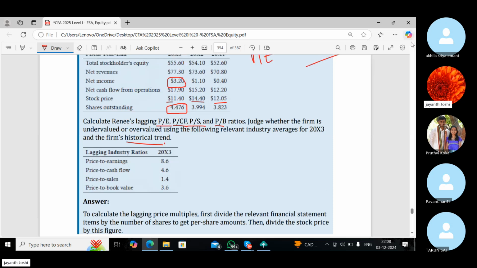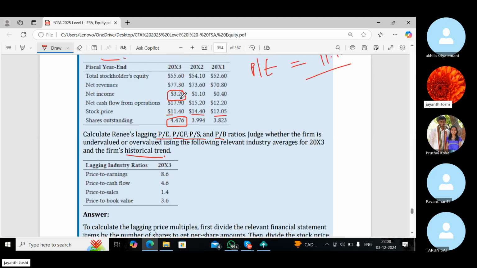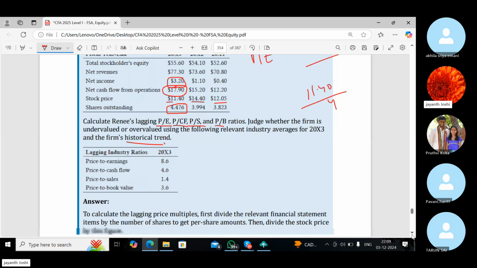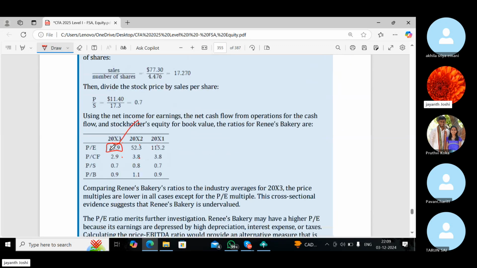Price to cash flow. So all is per share, right? Cash flow from operations is given 17.90 divided by the outstanding shares, 4.476. That is 3.9994 it seems. So price 11.40 divided by 3.99 and something, 2.85 I'm getting. That is price to cash flow. Okay, 2.9 something. I got the same thing.